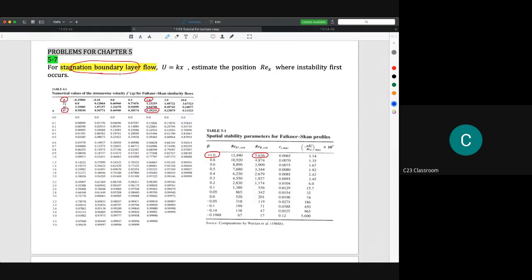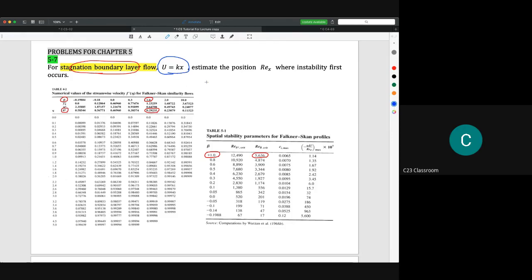From the hint or the idea of a stagnation boundary layer flow, U equals Kx. This is just our first estimation of the velocity profile of that boundary layer. Later on in the next tutorial, we will try to solve with a certain velocity profile. So we make it simple first.